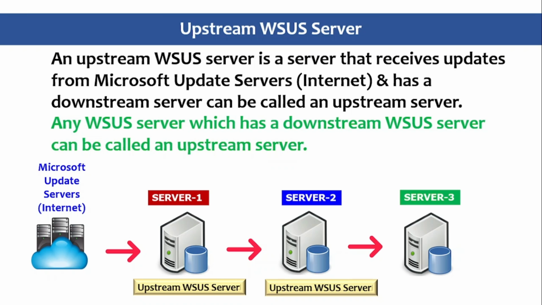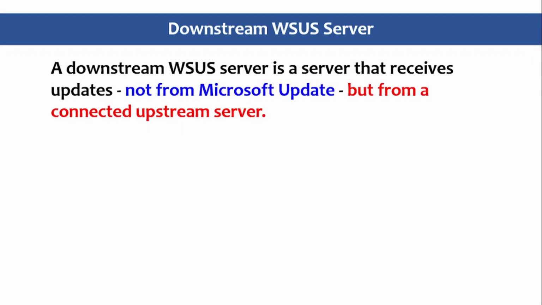downstream WSUS servers. Let's understand downstream WSUS server now. A downstream WSUS server is a server that receives updates not from Microsoft Update but from a connected upstream server. Very important: it doesn't receive any updates from Microsoft, but it's connected to some other WSUS server and synchronizes updates from that server.